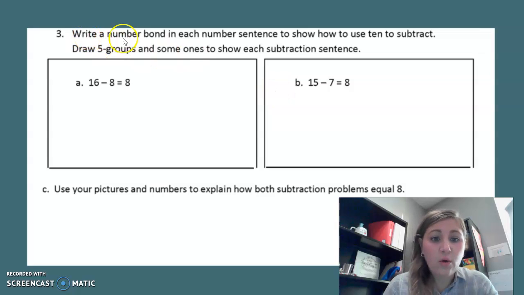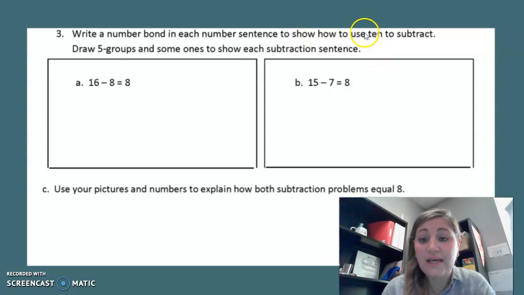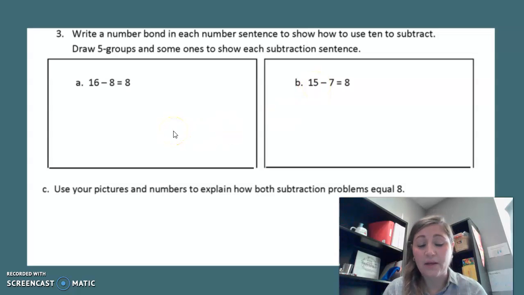Problem 3 says, write a number bond in each number sentence to show how to use 10 to subtract. Draw 5 groups and some ones to show each subtraction sentence. So we've got problem A and problem B, and they're already completed for you. What you need to do is write a number bond and draw a picture to show how they use 10 to subtract. I'm going to show you on the first one what that means.